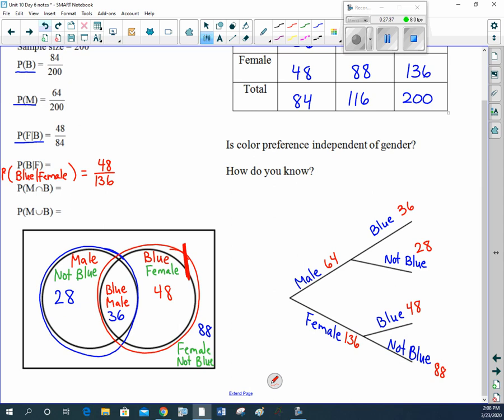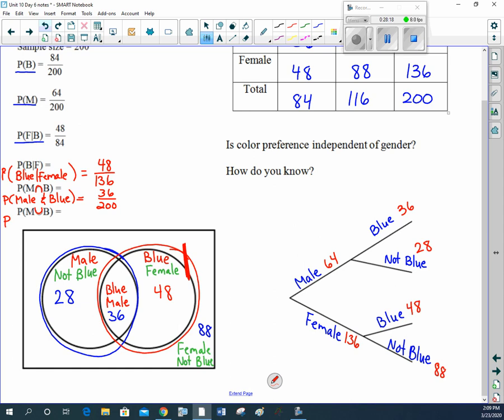Okay, down below it says the probability, now this symbol means and, so that means the probability that you're male and, that's our intersection, you like blue. Well, there's 200 people to choose from, and what's the probability they're male and they like blue? That's 36. Now, we probably really should be reducing these fractions as we go, but I'm not, just so you can see how they relate to your two-way tables and your Venn diagram, so you can see those in both of those scenarios.